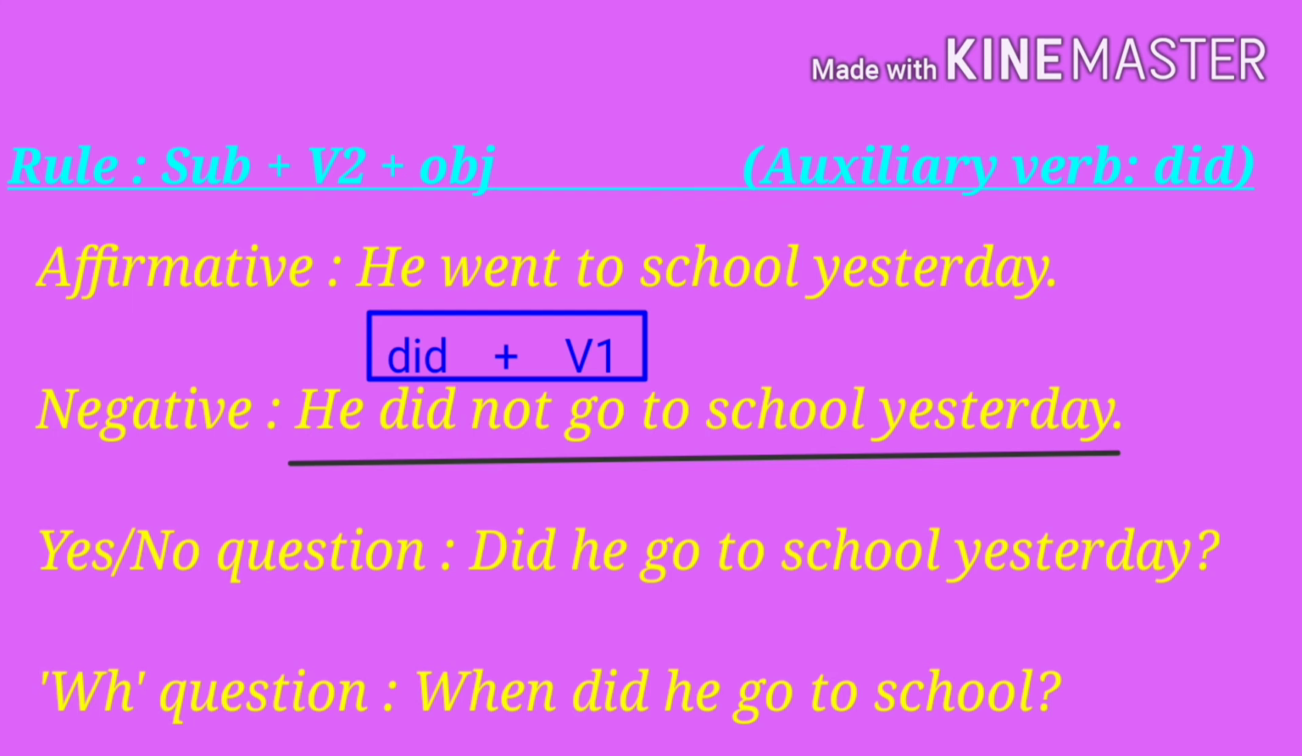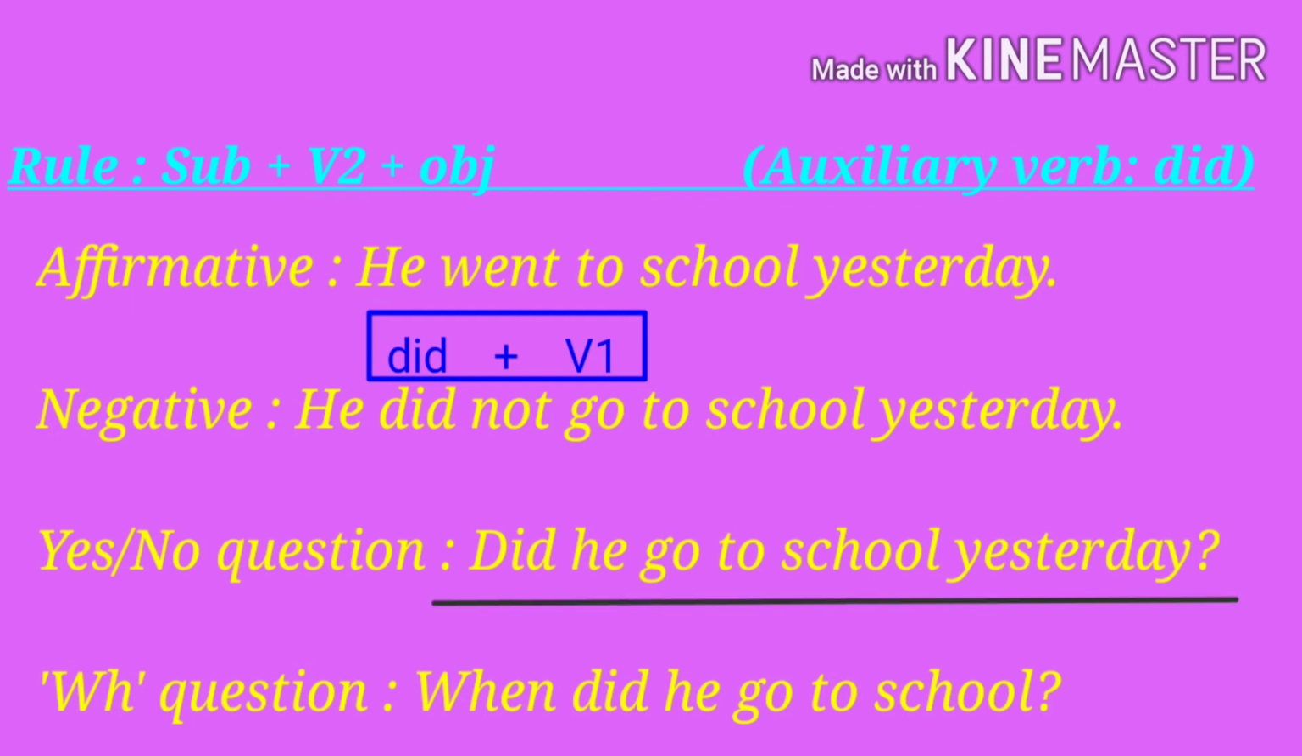To make negative sentences and interrogative sentences in simple past, we don't use second form of the verb, but we use did plus first form of the verb. So the negative sentence of he went to school yesterday is he did not go to school yesterday.